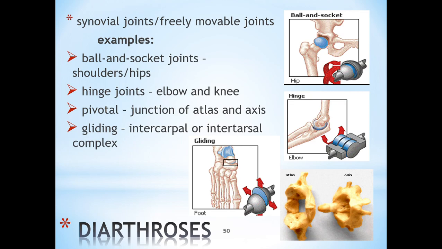So there are types of it. Ball and socket joints, which can be found in your shoulders or your hips. The hinge joints, okay, in your elbow and in your knee. The pivot joint, okay, junction of atlas and axis. Saan natin matatagpuan yung atlas and axis? These are your cervical vertebrae, the C1 and the C2. And then gliding joints, dito natin matatagpuan. Examples of it are your carpals and your intertarsal complex. Ayan. Okay? So, those are the joints of the body.